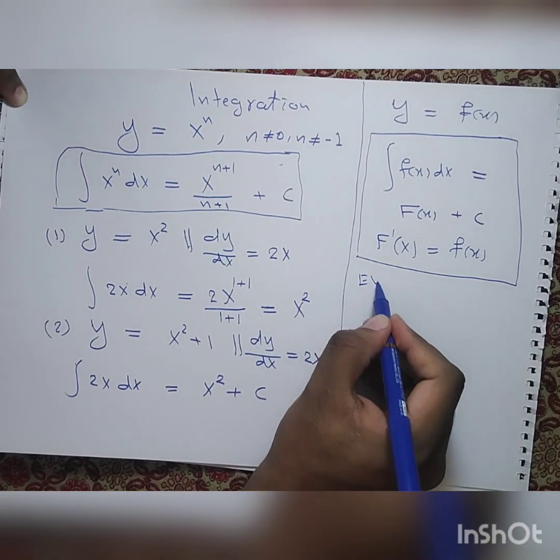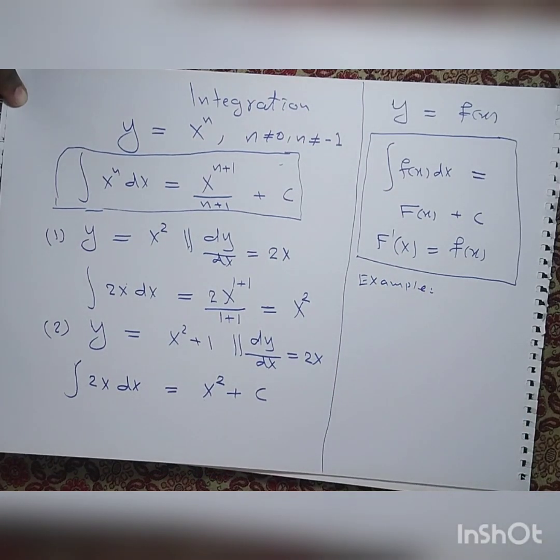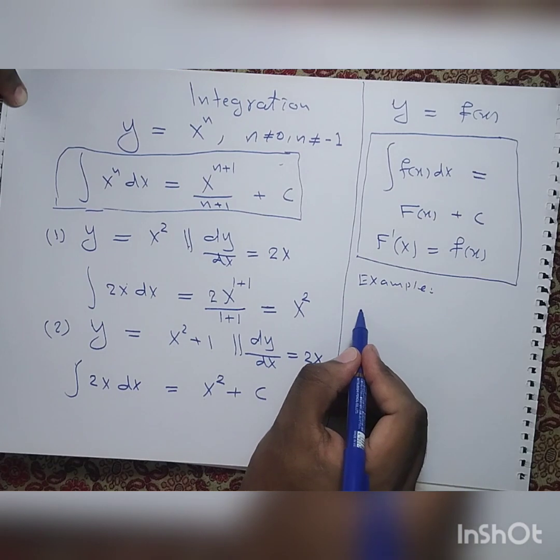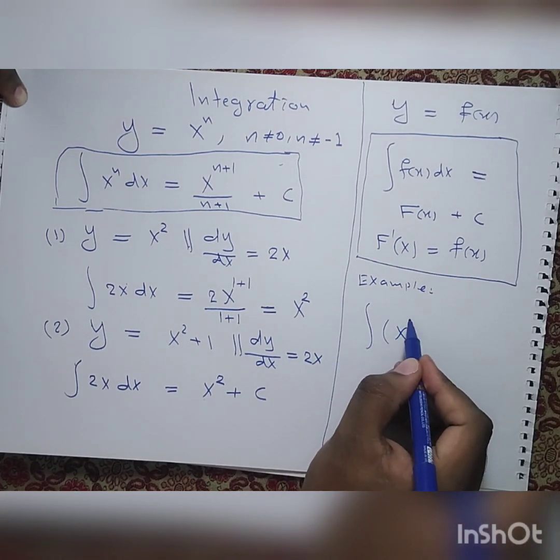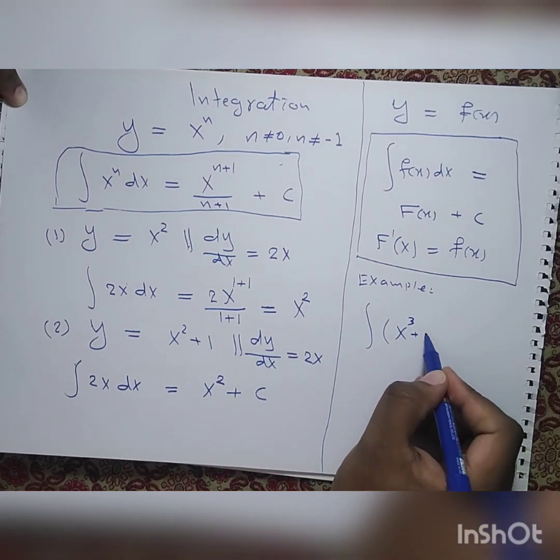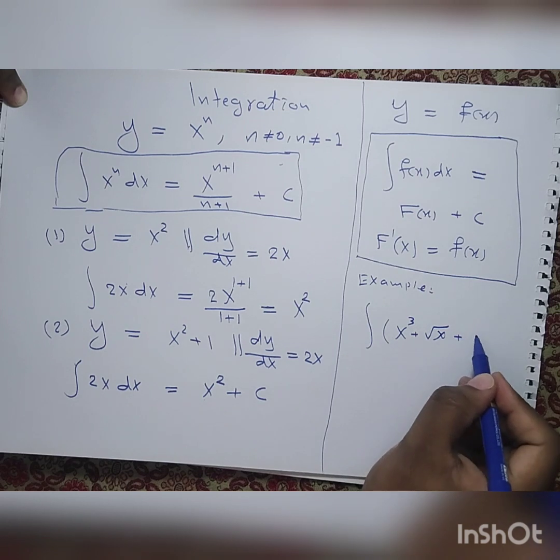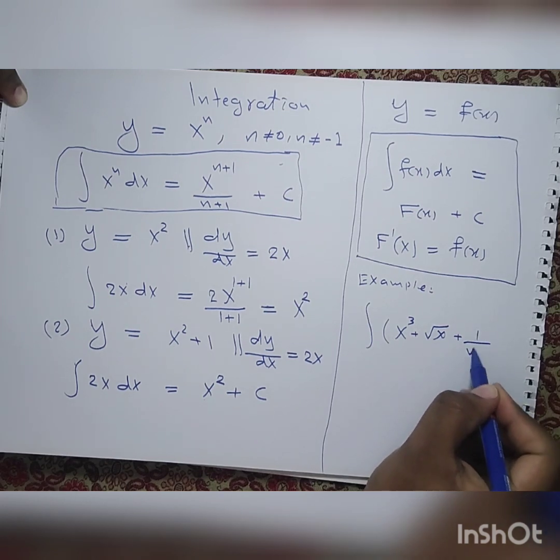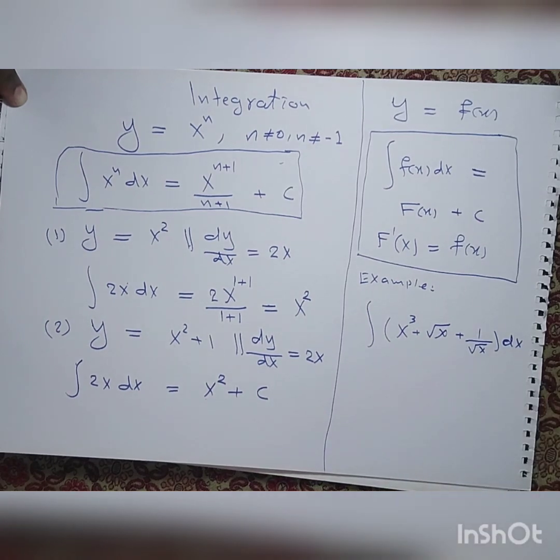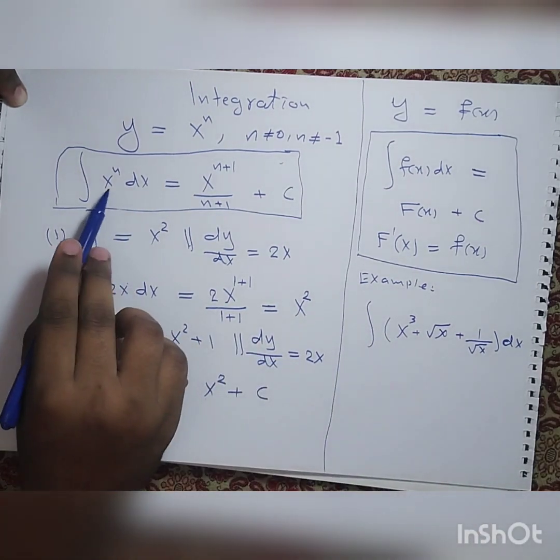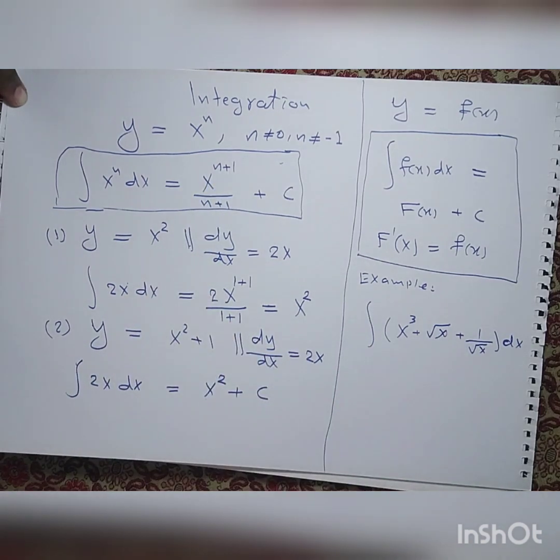Now let us take an example of integrating polynomials. Let us say that we would like to integrate x to the power 3 plus radical x plus 1 over radical x, dx. Here we just apply this rule. So we add 1 and we divide by the new power.